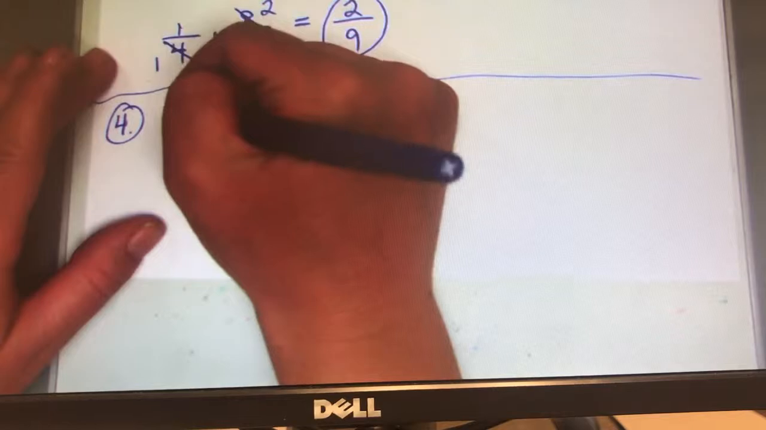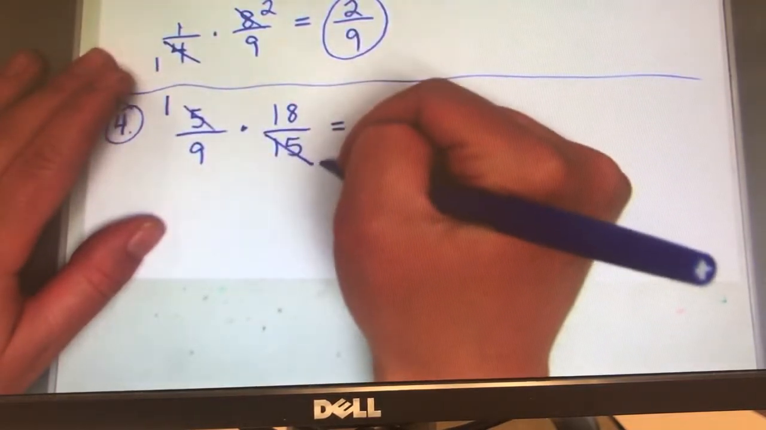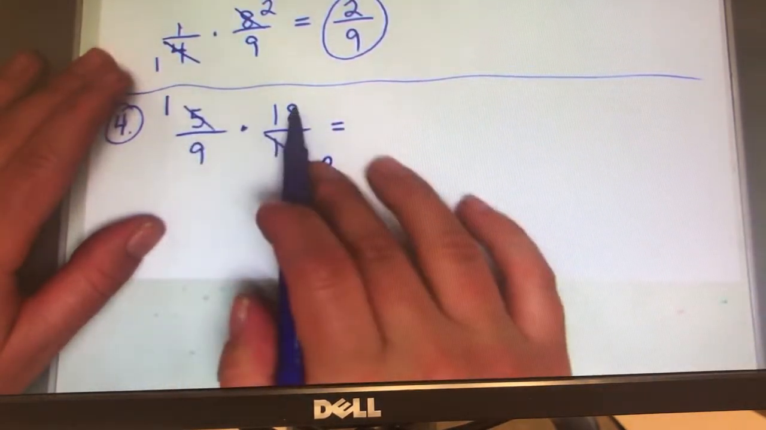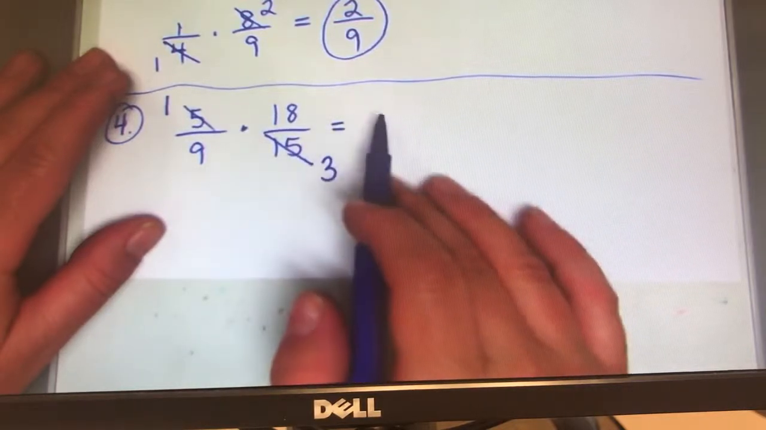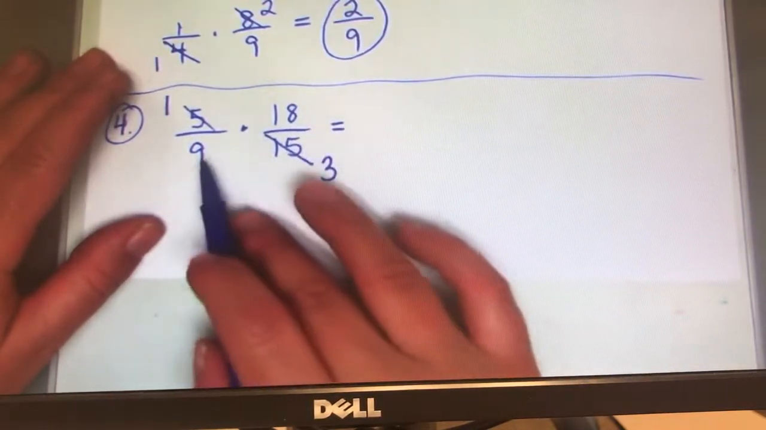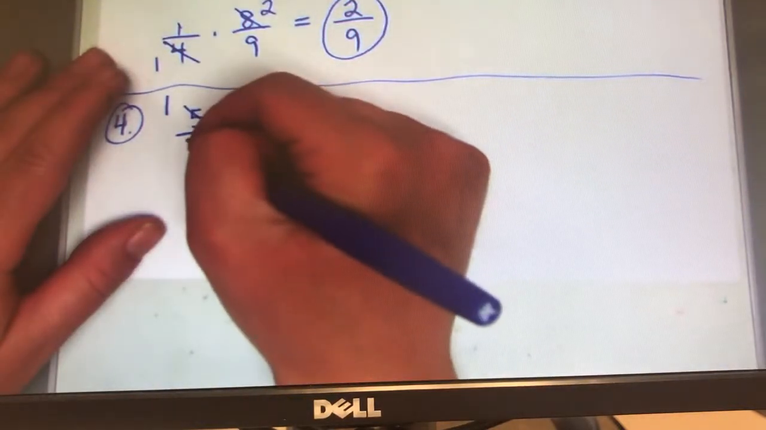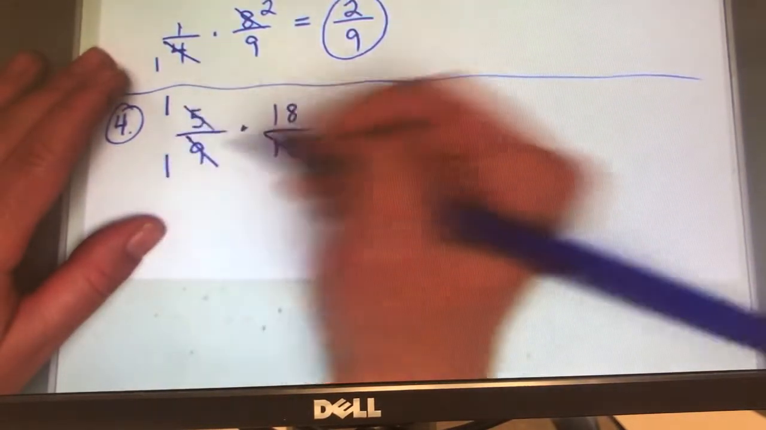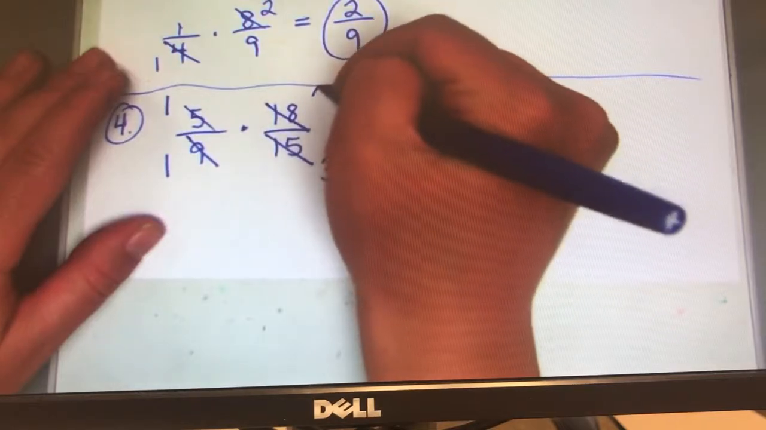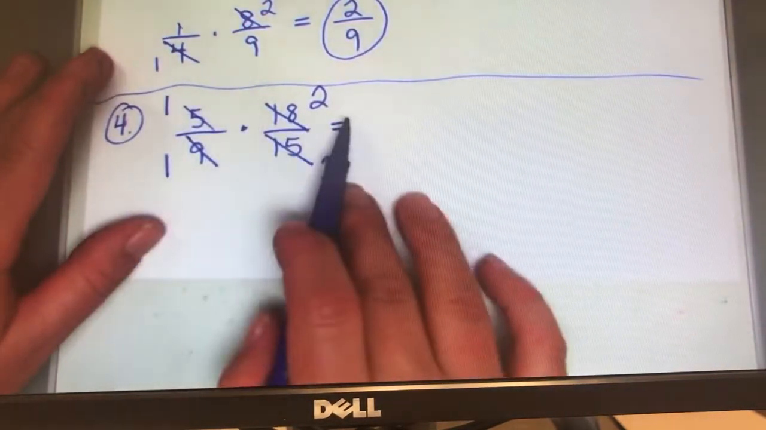5 divided by 5 is 1. 15 divided by 5 is 3. Then I look at the other pair. Sometimes they can both be simplified, sometimes they can't. In this case, they both can. Both sets, I mean. So 9 and 18 can both be divided by 9. 9 divided by 9 is 1. 18 divided by 9 is 2. And so here are the numbers I have, 1 and 2 and 1 and 3.